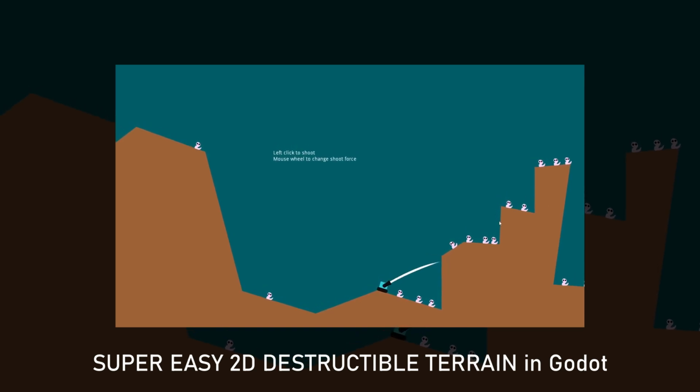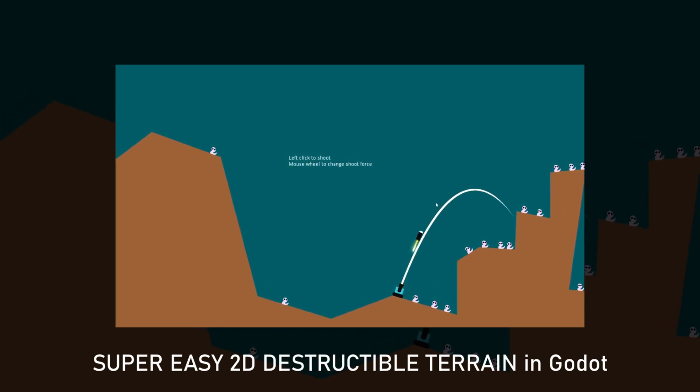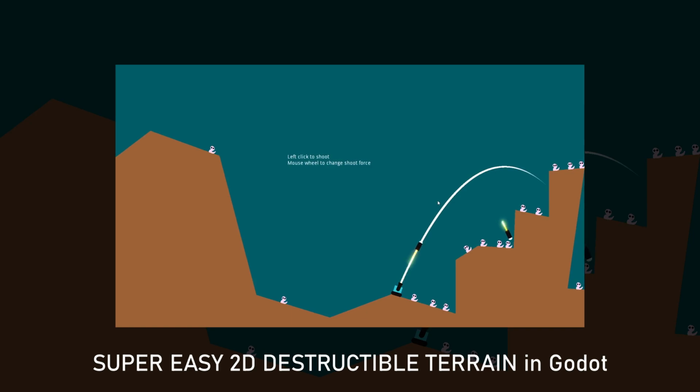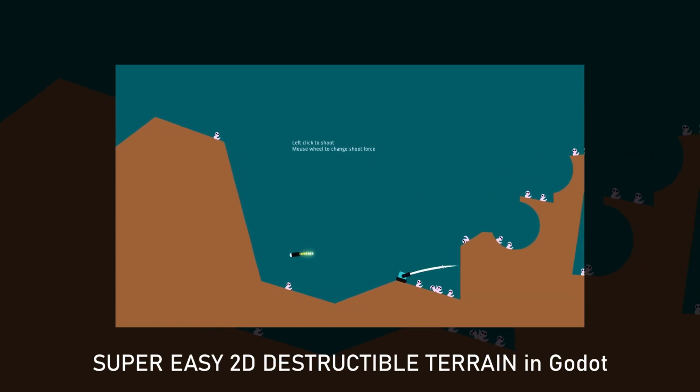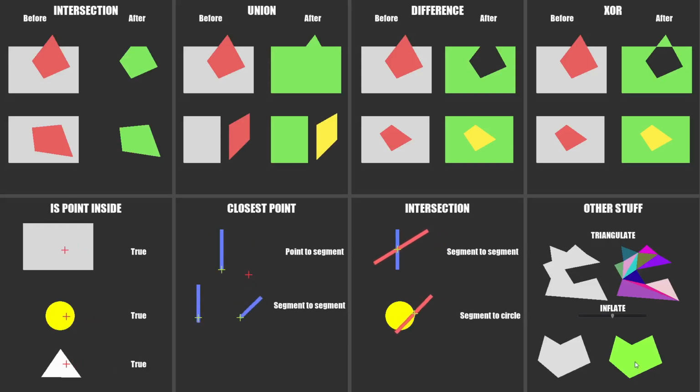Hey guys, in my latest video I showed you how to make a destructible terrain using the geometry class, and today I want to take a deeper look at this awesome class. Quick note, I'll focus only on 2D operations now, but you should know that the geometry class also has some nice 3D features. So without further ado, let's get started.